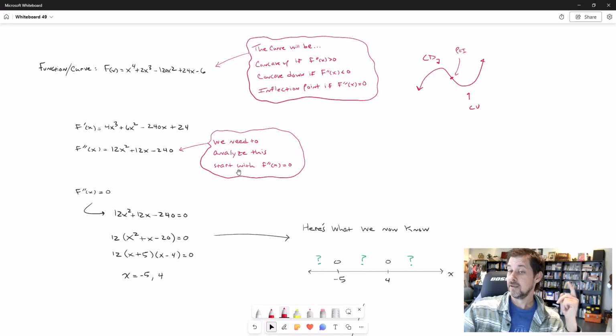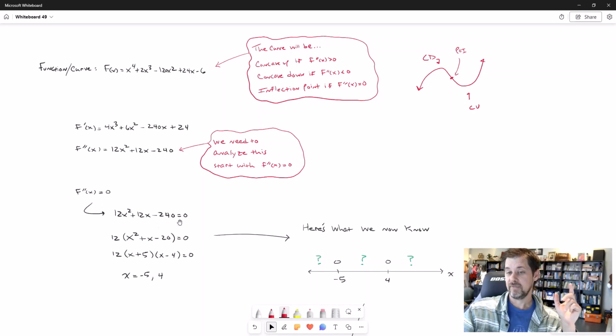I'll say start with figuring out where the second derivative is 0. Because if you know where it's 0, you can test outside of that to figure out where it's positive and negative. So I'm going to have the second derivative, set it equal to 0, and solve that somehow.